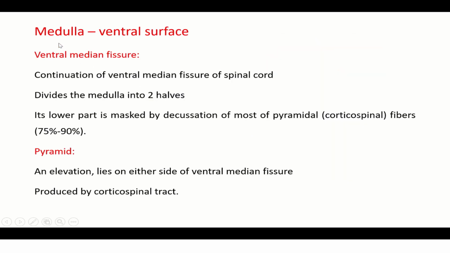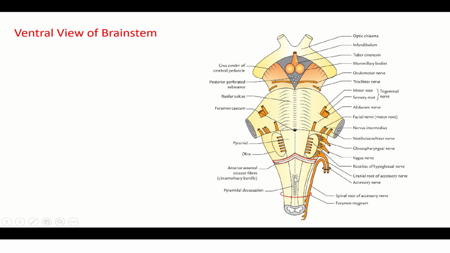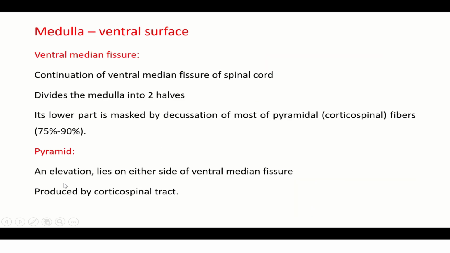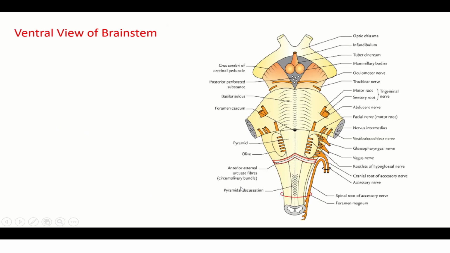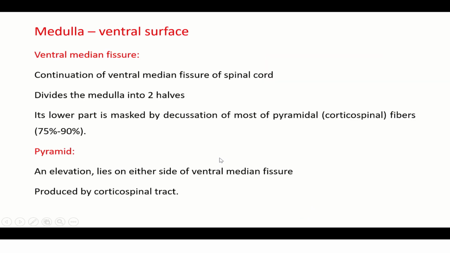Now let's see the features on the ventral surface. The ventral median fissure, a continuation of the ventral median fissure of the spinal cord, that is the anteromedian fissure, divides the medulla into two halves. Its lower part is masked by decussation of most of the pyramidal fibers. You can see here the lower part is marked by pyramidal decussation. An elevation lies on either side of the ventral median fissure, produced by the corticospinal tract. So this is the ventral median fissure, and on either side you can see the pyramids.